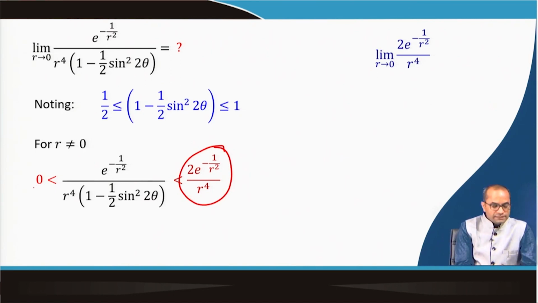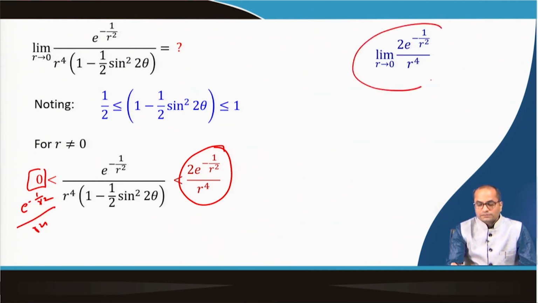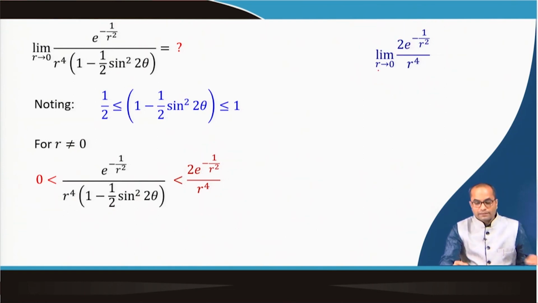This is precisely what I was mentioning, that instead of this 0 we can also write down here e power minus 1 over r square divided by r 4. So, at the end we will be looking at this limit, whether 2 is there for instance in this term or 2 is not there in this term, it does not matter. Basically we are looking at the limit of e power minus 1 over r square over r 4.